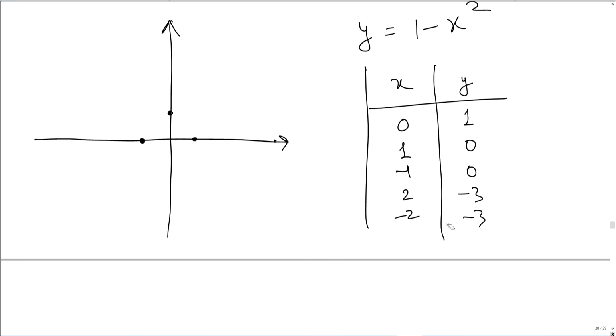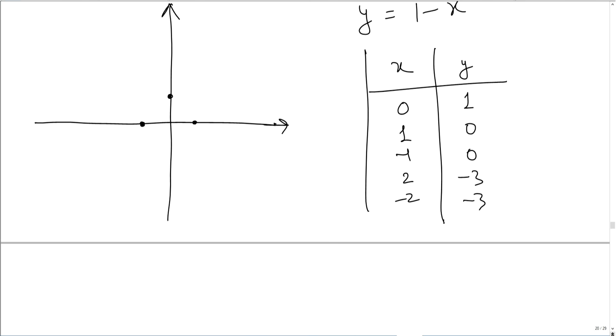So let us just try what would happen if we keep increasing values of x versus when we keep decreasing values of x. What would be y if x is very large? Let's say 10. When x is 10, y would be 1 minus 10 squared, 100, so -99. So a large negative value.